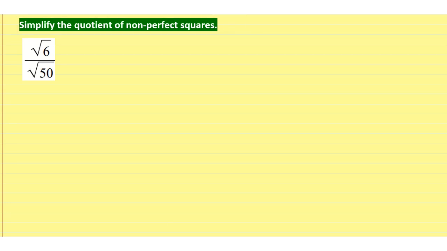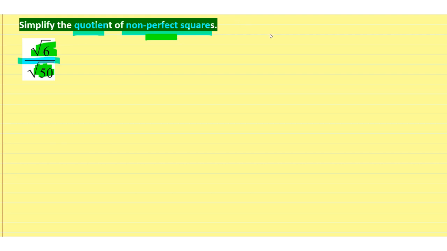So let's talk about a couple of those words. We've got quotient, and that means division. So these two radicals or square roots are being divided, so that's the quotient part. And then the non-perfect square part, that is the fact that these two radicals or square roots, square root of 6 and square root of 50, are not perfect.